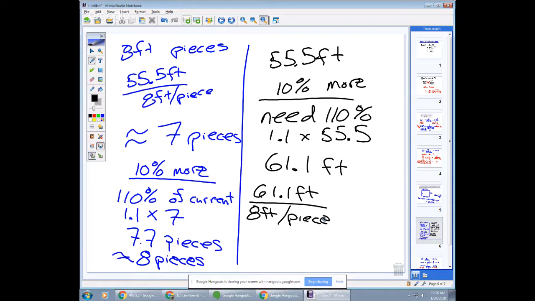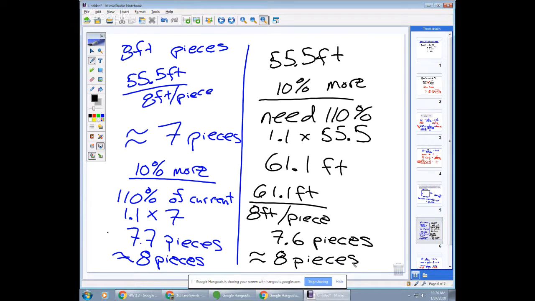7.6 times. Slightly different answer than we got over here. Different order of operations. It's in the ballpark though. I still need 8 pieces. So it turns out it didn't matter too much here.